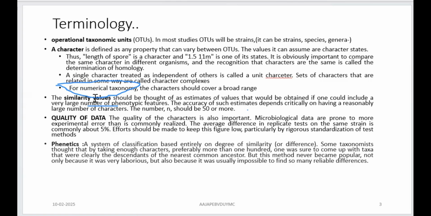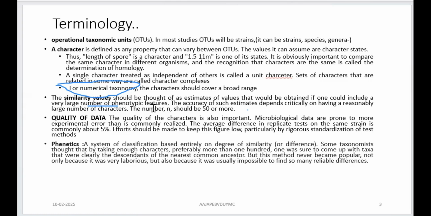Now, what is a similarity value? It should be thought of as an estimate of the value that would be obtained if one could include a very large number of phenotypic features. So, it's not that, okay, this is sporulating, this is sporulating, so this is similarity value 1 1. No, not at all. You are going to check n number of different characteristics of that particular isolate, and compare it with the same characteristics of another isolate, and based on say 60 characteristics, you find 42 similar and the remaining are dissimilar. Based on that, you will be able to find out the similarity value. How to calculate, we will talk.